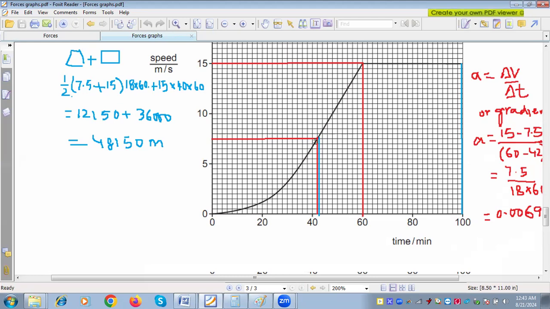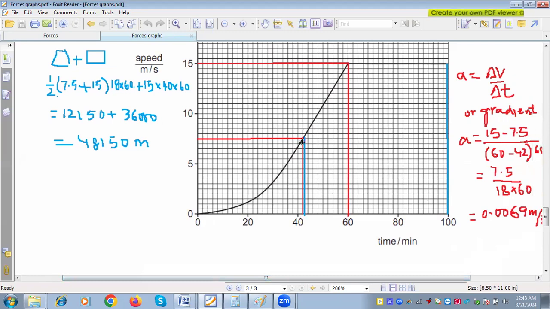Minutes are to be converted into seconds. The uniform acceleration begins here. This line is a straight line, and the final speed is 15, and the speed at 42 minutes, if you see, is between 5 and 10. Two small divisions are equal to 1, so 5, 6, 7, 7.5. So this is 7.5.